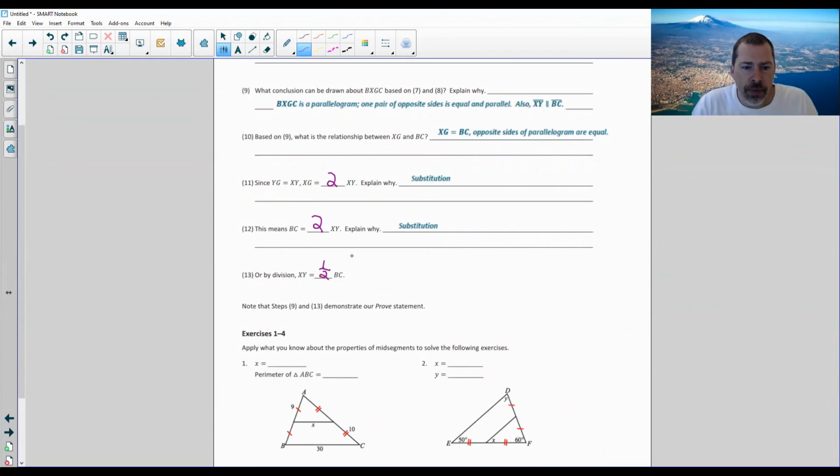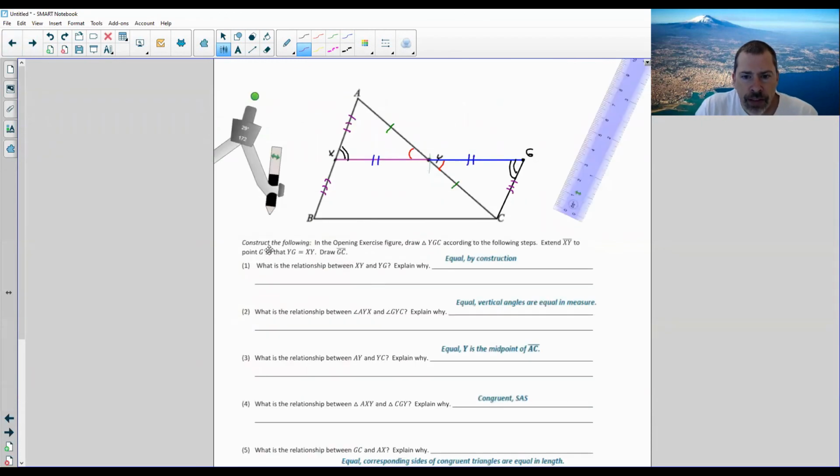Note that steps 9 and 13 demonstrate our proof statements. Step 9, what conclusion can be drawn based on 7 and 8? It's a parallelogram. One pair of opposite sides are equal. And then 13, XY will be half of BC. So XY is half of BC. There, we just proved it right there. Did you see that? We just proved XY is parallel to BC and XY is 1/2 of BC. So it just said that right here. Okay.